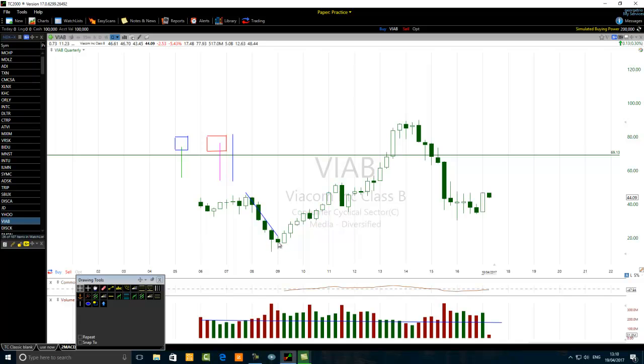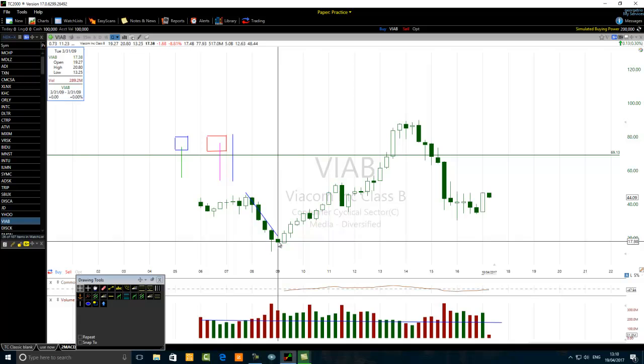But look at this one here. Again, it did close below the opening price, but with a long tail here, we know that the session for the bull is higher than the session for the bear. This is a hammer here.